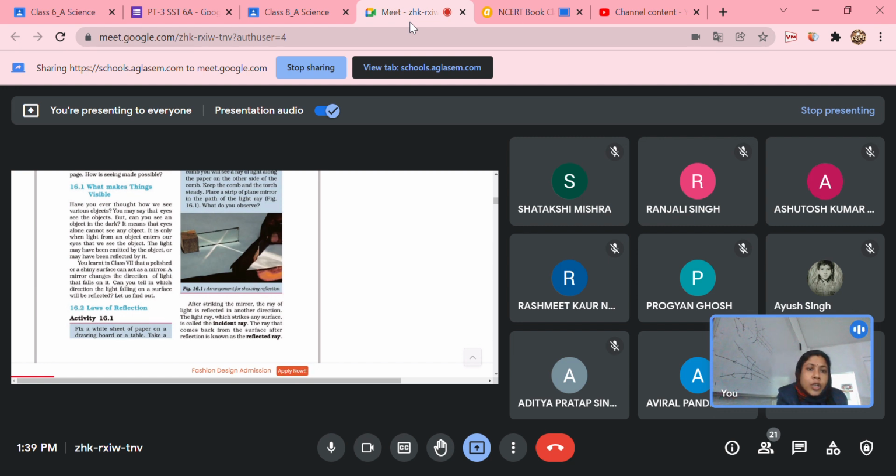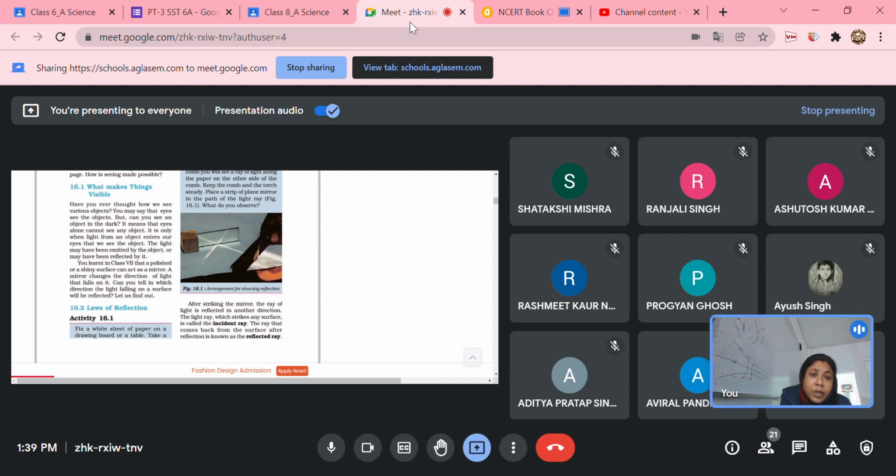But if it is totally dark, are you able to see anything in the room? No, you are not able to see. But if a slit of light enters your room, you are able to see much better than in the previous condition. So what does it tell? That there should be a source of light, there should be objects, and the object is a reflecting surface. After reflection, that light will fall on your eye.